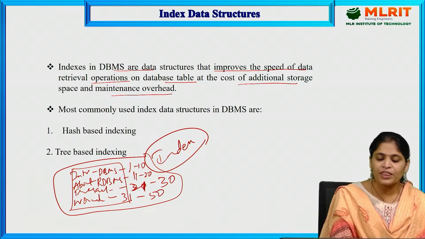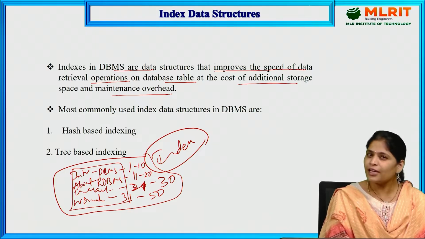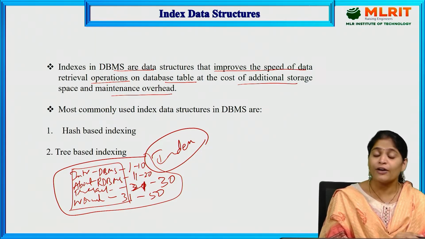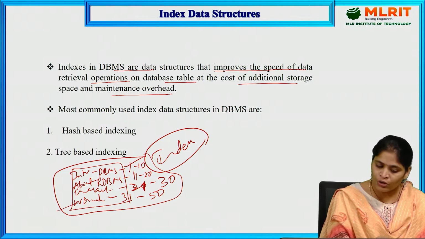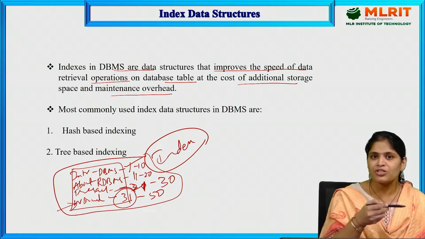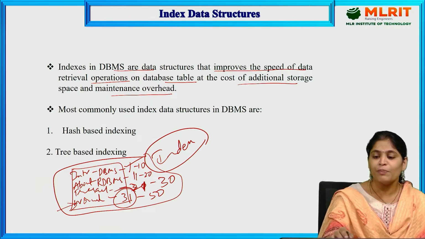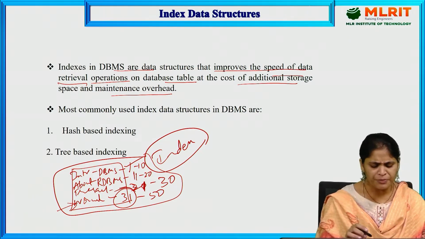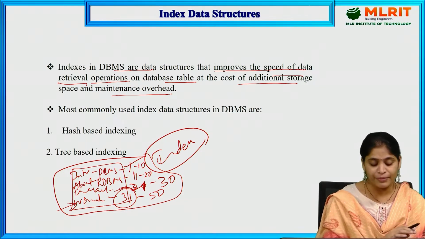This is what the index page is. Without this index page, if I want to search the normalization concept, it will take more time. Why? Because I have to search from the starting page itself. If I maintain an index page, I can go to that particular page number directly and search my topic. That means the search time will be less. So indexes are the data structures that improve the speed of data retrieval. That is the meaning. Whatever data we want, we can retrieve in the fastest manner by considering index tables.